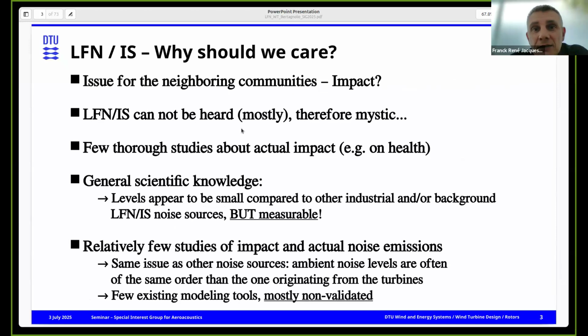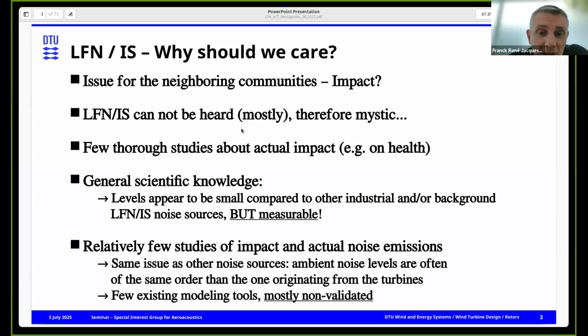But why should we care? First, there are some issues, of course. When we speak about noise, it's about neighbors and how they perceive the wind turbines. When we speak about low frequency and infrasound, it cannot really be heard mostly. We'll see how and when. And therefore there are some mysteries around it, and it makes people nervous, and they sometimes don't really like wind turbines just because of that. There are studies about their actual impact, and we'll come back to that.